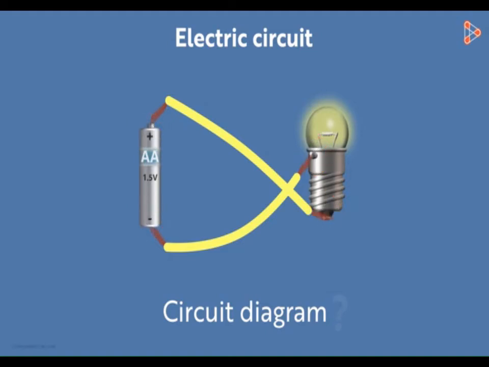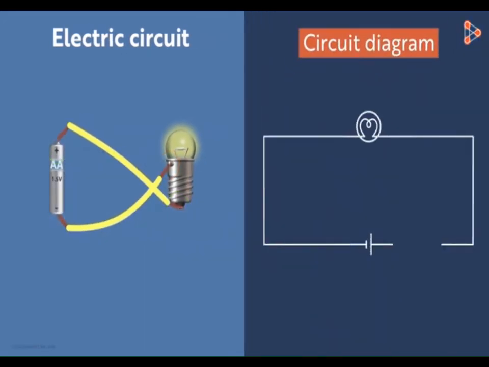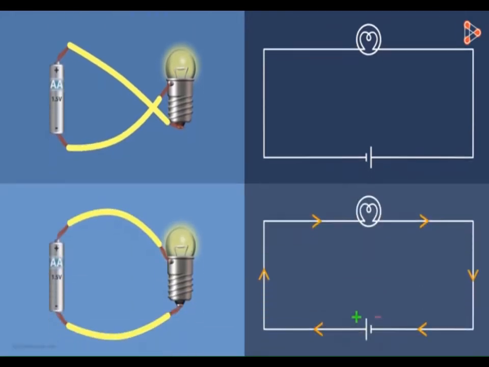If you look at this circuit, the positive terminal of the cell, which was initially connected to this terminal of the bulb, is now connected to the other terminal. Similarly, the negative terminal, which was initially connected to this terminal, is now connected to this one. So how will the circuit diagram of this circuit look? This is the circuit diagram. Compare it with this one. You see that we've just reversed the direction of the battery.